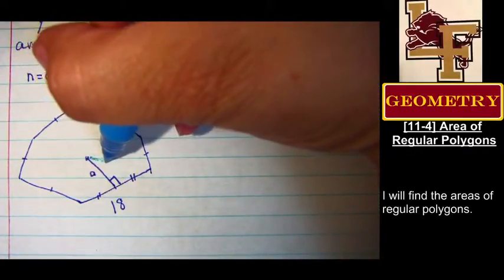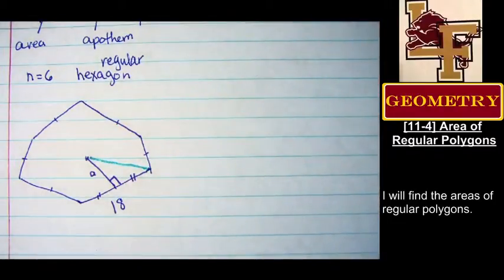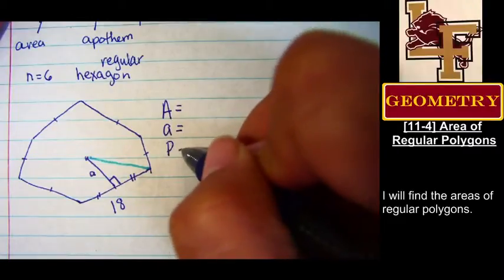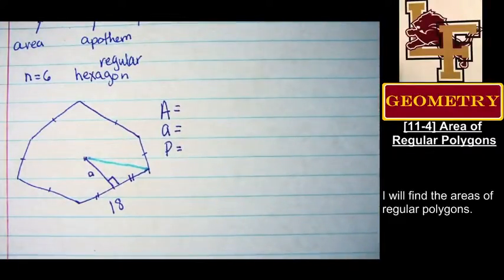If I add one more segment called the radius, I have created for myself a right triangle. I can add this extra line, which is the radius. It goes from the middle to the corner. And it will give us a right triangle right in there that we can use trigonometry to solve. All right, in order to calculate the area, I need to know the measure of the apothem, and I need to know the perimeter. Let's knock out the easy one first.